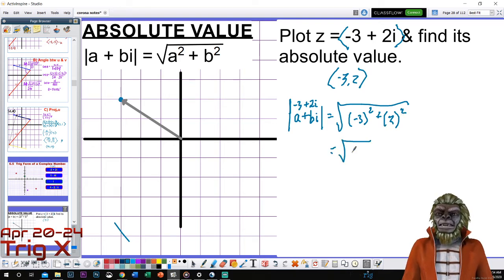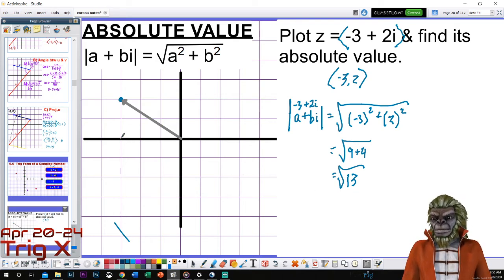This gives me 9 plus 4, which is 13. We cannot simplify the square root of 13 because 13 is prime, so that's all there is to it. Finally, we can check our answer pretty easily. This line, we could tell that it's going to be longer than 3, because 3 would be if you went straight across. So it's going to be something slightly longer than 3.